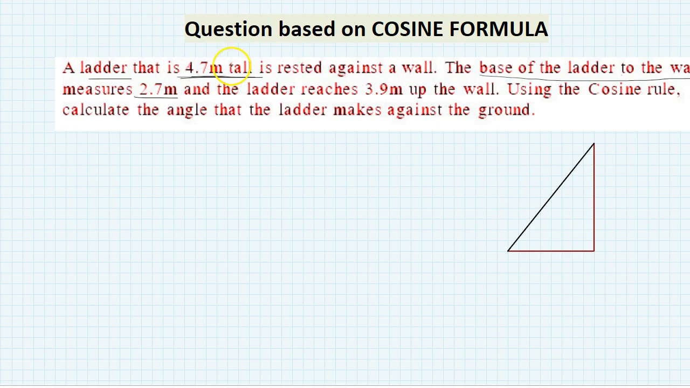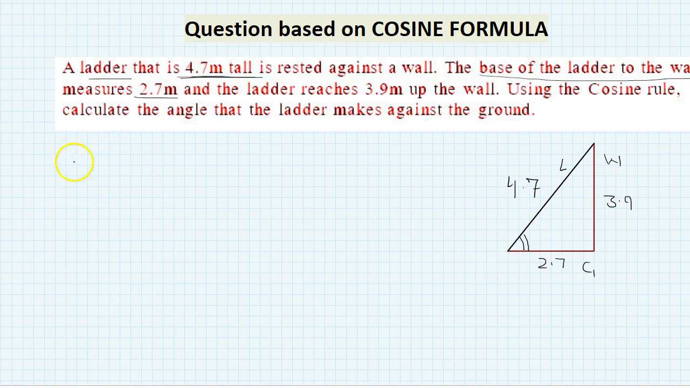Now what we have here is, this ladder is 4.7 meter tall. As I told you, this is a ladder. This is 4.7. And the distance of the ladder from the base of the wall is 2.7 meter, and it reaches up to 3.9. All units are in meters. This is a ladder, this is a wall, and this is the ground. We have to calculate this angle.